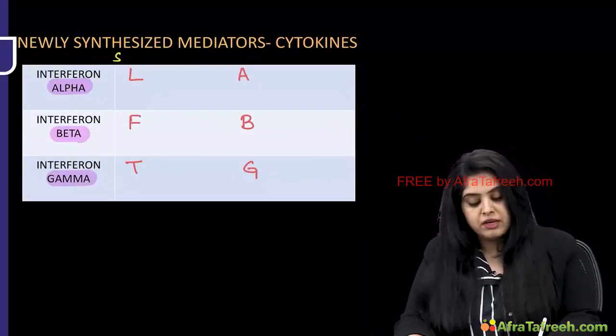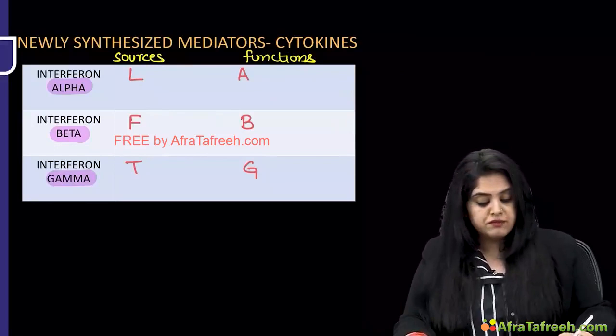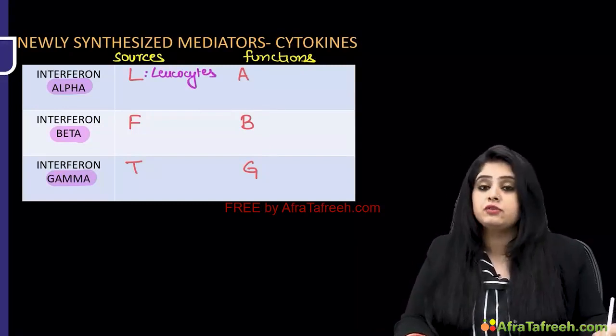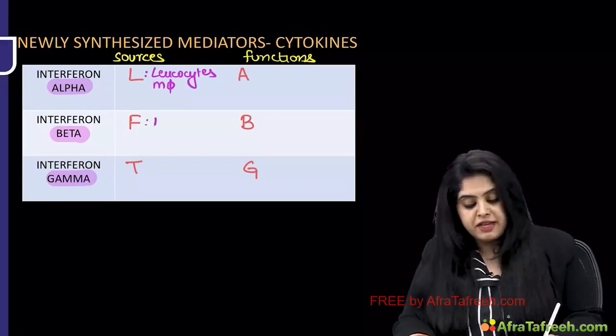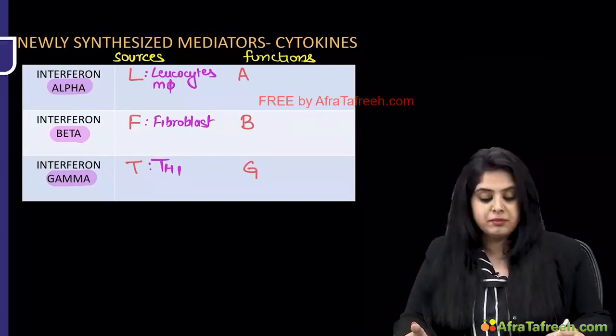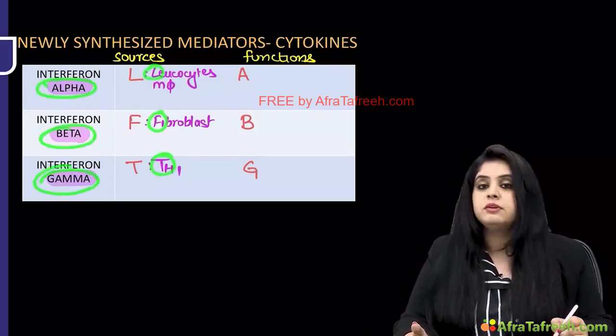The two questions that come are, what are the sources of alpha, beta and gamma, and what are the functions of alpha, beta and gamma? So please note, for the sources there is a mnemonic LFT, meaning L for leukocytes. Very commonly, interferon alpha comes from leukocytes, especially leukocytes like macrophages. Then next we have F for fibroblasts. And finally, the T is for T helper 1 cell. CD4 T helper 1 cell releases interferon gamma. So remember, alpha, beta and gamma come from leukocyte, fibroblast and T helper 1, LFT.